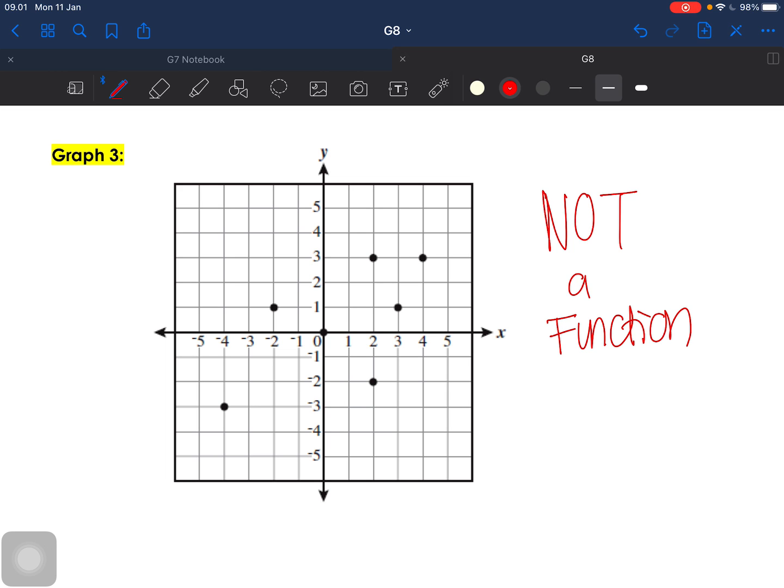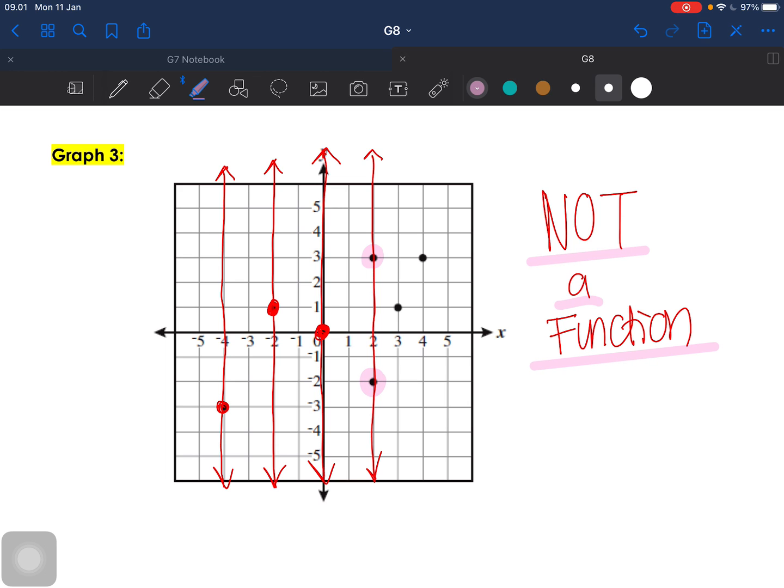Okay, let's test it out. We're going to start from here. So this is okay, nothing here. Here it touches the vertical line once again. So here it touches the graph once. But then here, this touches the graph at 2 points. So you can just stop there and say this is not a function.